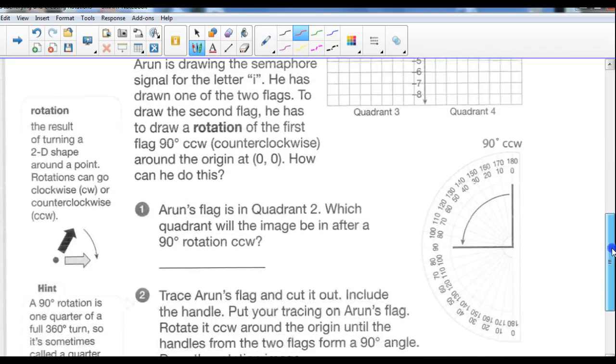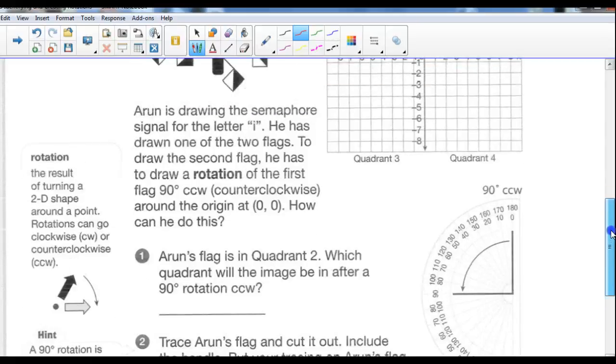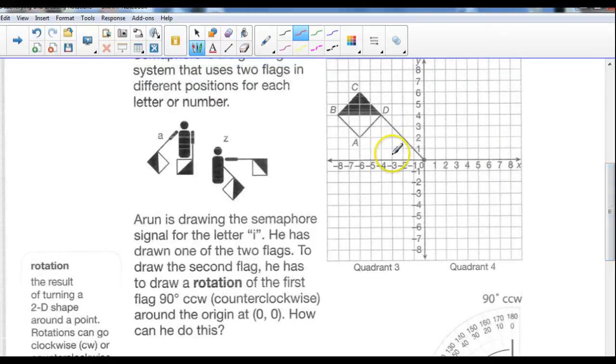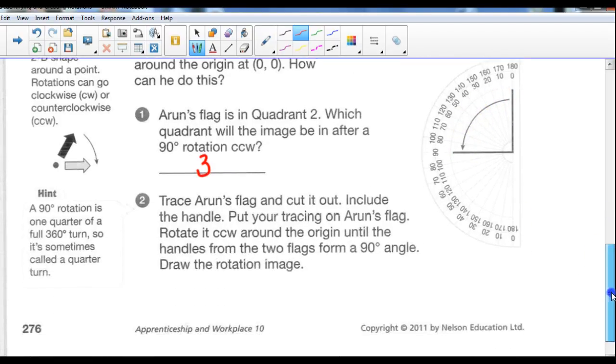Aaron's flag is in quadrant 2. Which quadrant will the image be in after the 90 degree rotation counterclockwise? Well, it's in quadrant 2. He's going to be down in quadrant 3. So you can see here, there's 90 degrees counterclockwise.